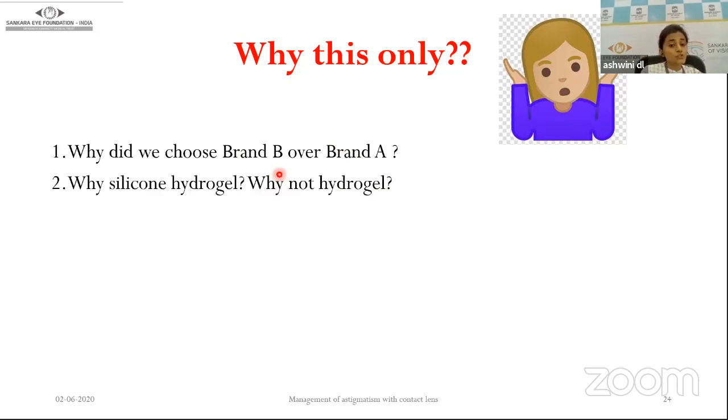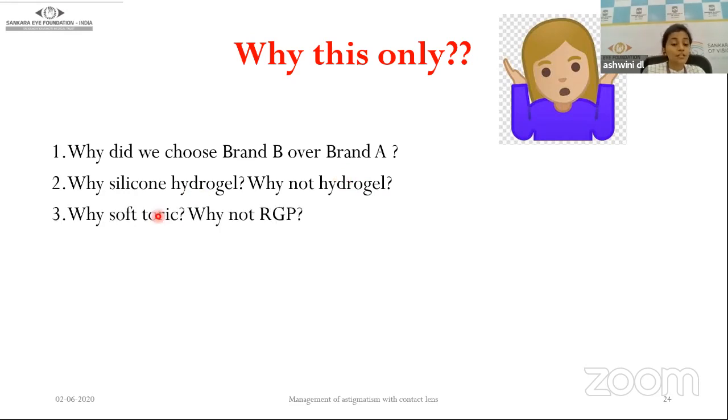And also brand A was a hydrogel contact lens, but we preferred to go with the silicone hydrogel as she was working in an AC area and she wanted to use the contact lens for a prolonged time. Sometimes it may extend to 12 to 14 hours of usage also. That is why the silicone hydrogel was chosen over the hydrogel contact lens.